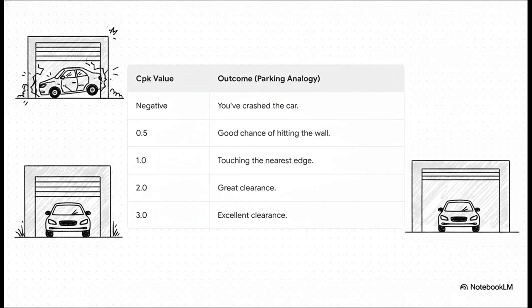A negative CPK? Oh, that's a disaster. You've literally crashed the car outside the garage. A CPK of 1.0, you're just kissing the wall. There is zero room for error. But look down at the bottom. A CPK of 2.0, now you're talking. You've parked a tiny sports car perfectly in the middle of a two-car garage. You have tons of clearance. That is a world-class process.